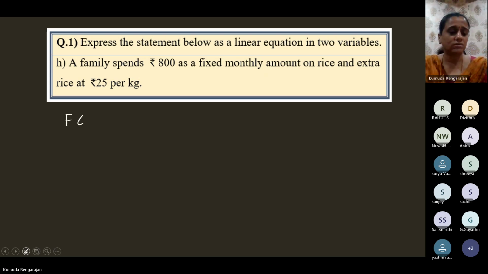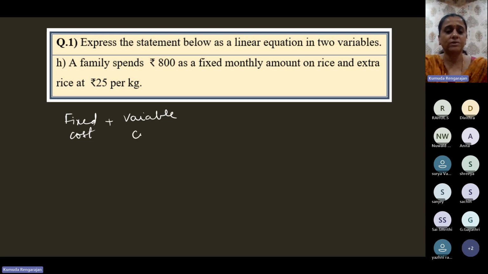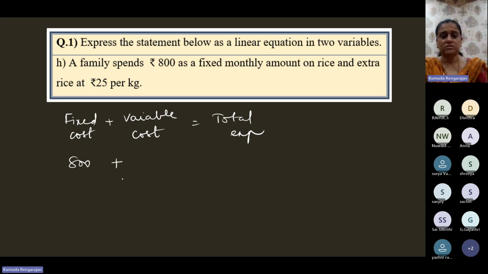Fixed cost plus variable cost is equal to the total expenditure on rice. What's the fixed cost? 800. What's the variable cost? 25 rupees per kg. How many kgs they buy? It's a variable cost, so x. So you have to take a variable for that. x can be 2 kgs, 4 kgs, 6 kgs, depending on the requirement for that particular month. So the variable cost is 25x.